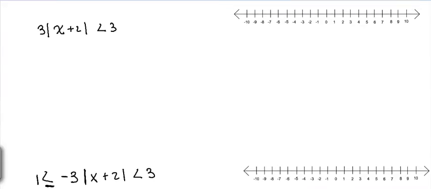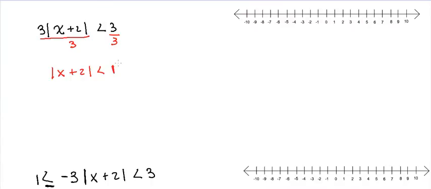Okay, let's look at these ones. These are absolute values with inequalities. So for this one, what we're going to do is we're going to divide by 3 first. That'll give us the absolute value of x plus 2 is less than 1.